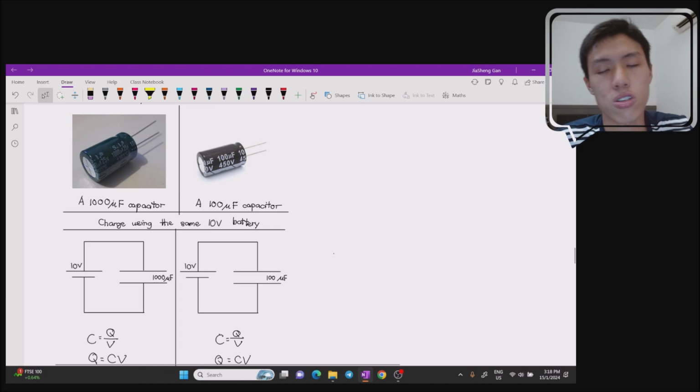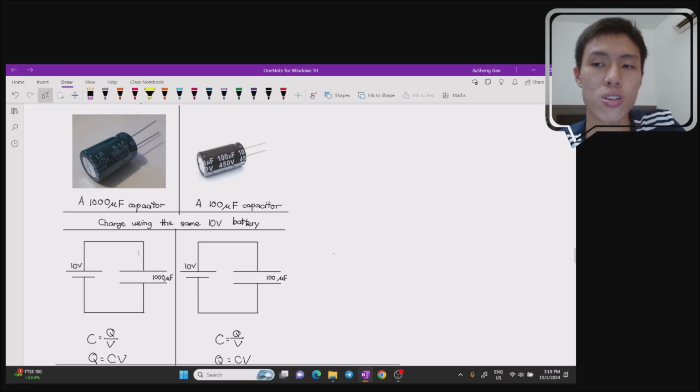So what can we know from this capacitance here? If we connect this 1000 microfarad capacitor and this 100 microfarad capacitor to the same 10 volt battery, this battery will serve as a pump, like we mentioned earlier. It will charge the capacitor. At some point later in time, the capacitor will be fully charged, so there's a certain amount of charge stored in them.